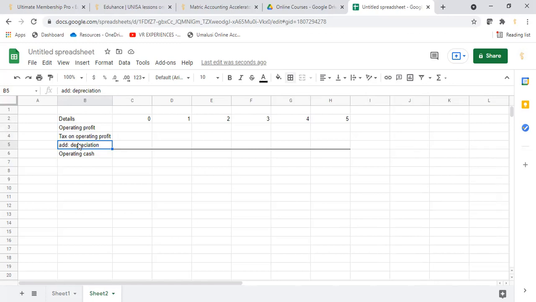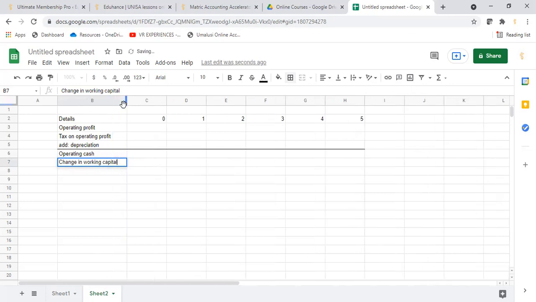What we know, though, is that we need certain assets to generate this profit. And what assets do we need? We need working capital and we need PPE. So we will say change in working capital. So we bring this in. We need a cash flow for change in working capital. Without the working capital, without inventory, without debtors, without creditors, we won't have an operations. Okay, so that is why working capital is included in this calculation, because it forms part of operations.